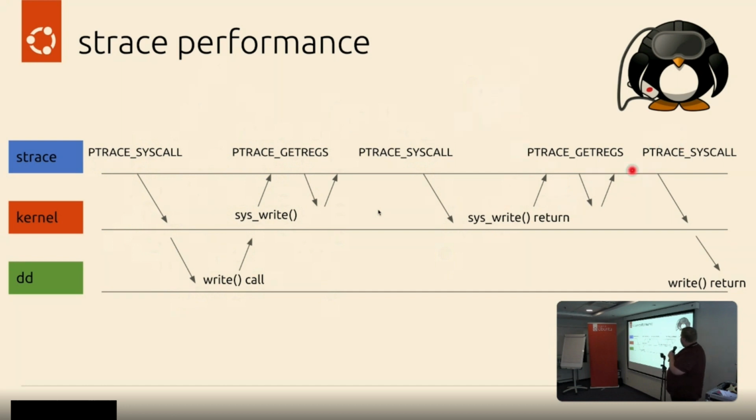So we get those, go into the kernel again, get those registers, come back, and then we finally tell the kernel, okay, you can finish the system call and actually tell DD that you're done now. And so we've added 8 extra context switches in and out of the kernel to strace on top of the 4 that were already there just to trace it. And the entire time all this work is happening, DD is paused and can't actually complete any work. And so that is why strace is particularly slow.